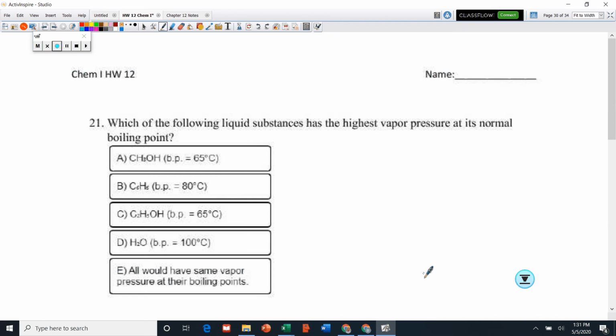All right, which of the following substances has the highest vapor pressure? High vapor pressure means weak IMFs. A weak IMF also means a low boiling point. Since they gave us boiling point numbers here, we can look at that. We'll find the lowest boiling point.